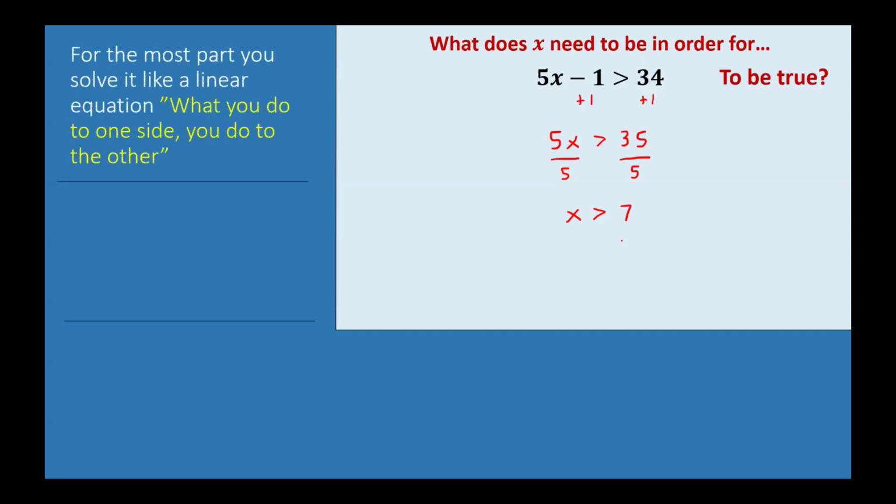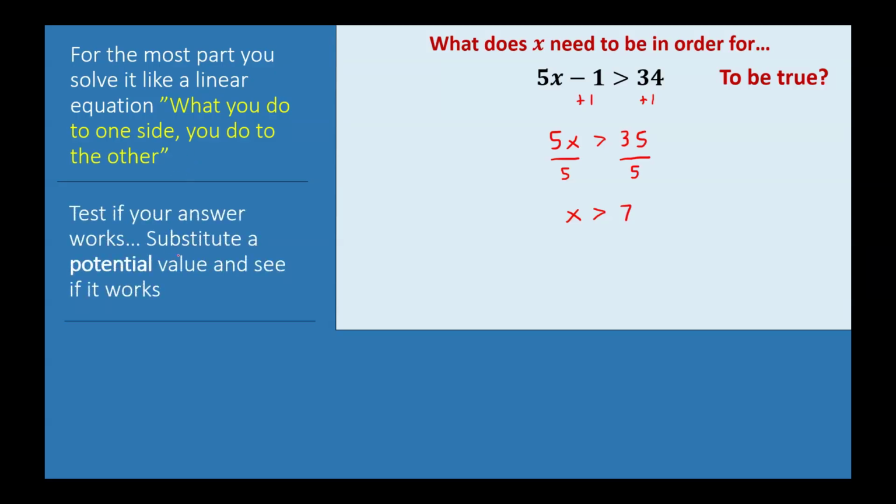Now let's go over another example. What does x need to be in order for 5x minus 1 greater than 34 to be true? In this case, I'm going to add 1 to both sides. I'm going to solve it as if I'm solving an equation. If I add 1 to both sides, I'm now going to have 5x is greater than 35. Now I just want x by itself, so I'm going to divide both sides by 5. And upon doing so, I'm now going to have x is greater than 35 divided by 5 is 7, so x is greater than 7. So I just solved it like I would solve a linear equation.